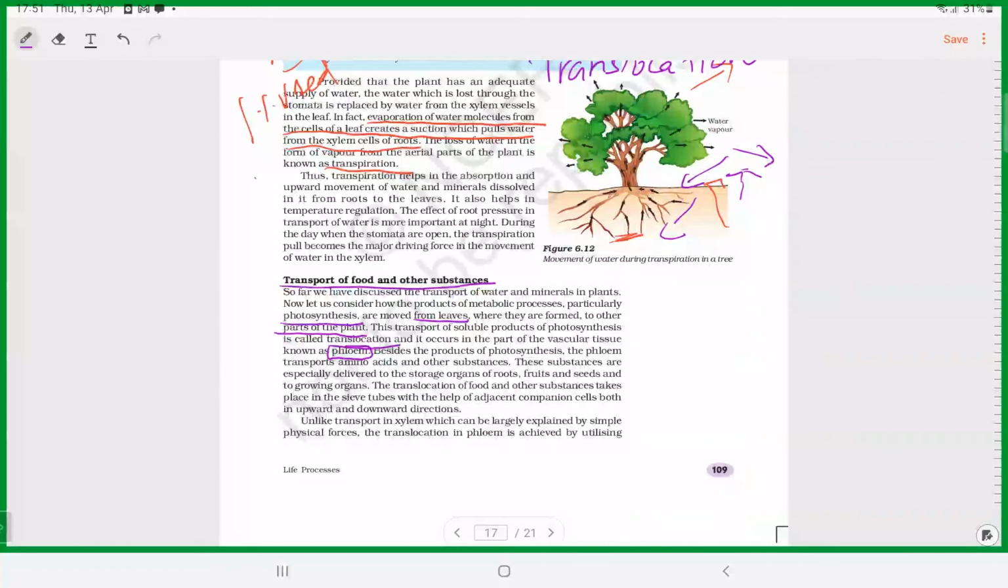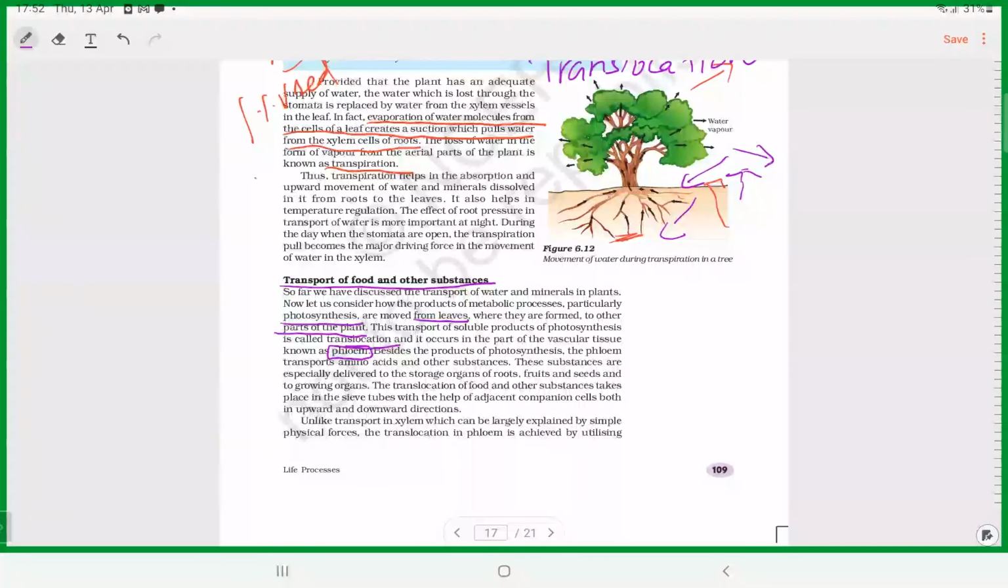Xylem, have you heard? Okay, very good. Tracheids, vessels, xylem parenchyma, xylem fiber. Do you remember in plant tissues? Tracheids, vessels, xylem parenchyma, xylem fiber. Is it clear? These are all the four components of xylem.